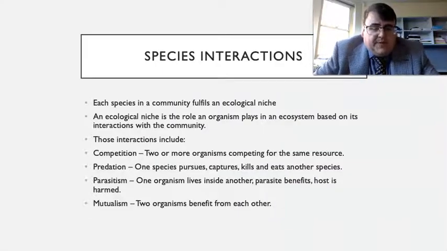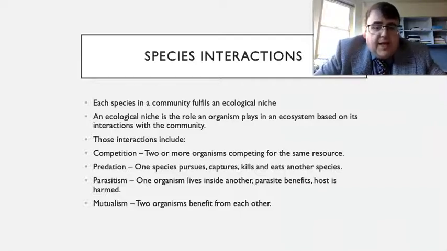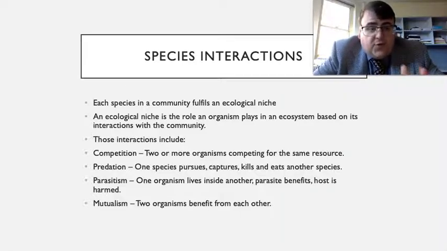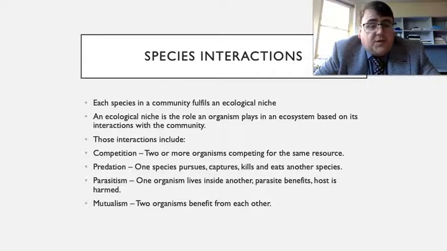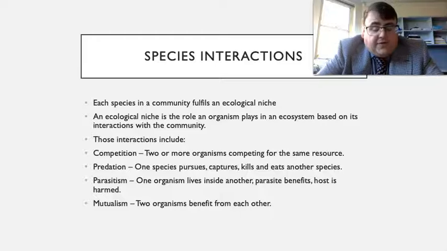So, species, it's great that we know what community is, we know what population is, we know what species is. What we need to know is how, when we're talking about that community, how those different species are all going to interact with each other, because every species has what's called an ecological niche, and that's the role that an organism plays in the ecosystem based on the interactions with the community. So there's lots of different interactions that we have. Four that we're going to talk about here are competition, predation, parasitism, and mutualism.